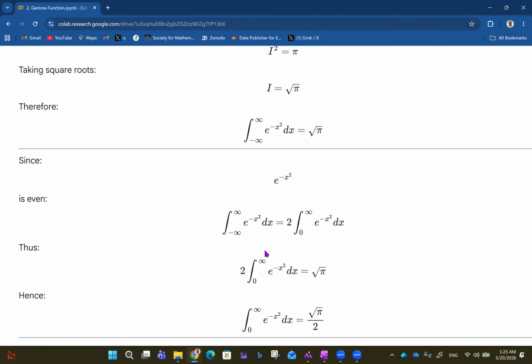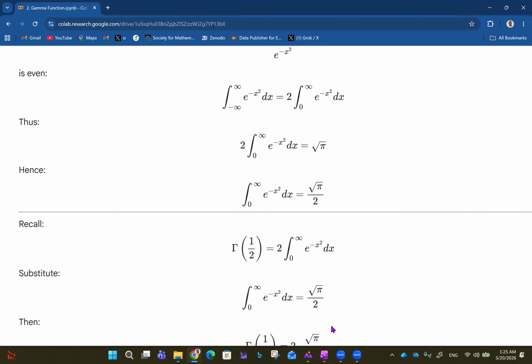So you now have this whole thing: 2 times the integral from 0 to infinity of e raised to minus x squared dx equals square root of pi. And then the integral from 0 to infinity of e raised to minus x squared dx is square root of pi over 2. And that's how we have that.